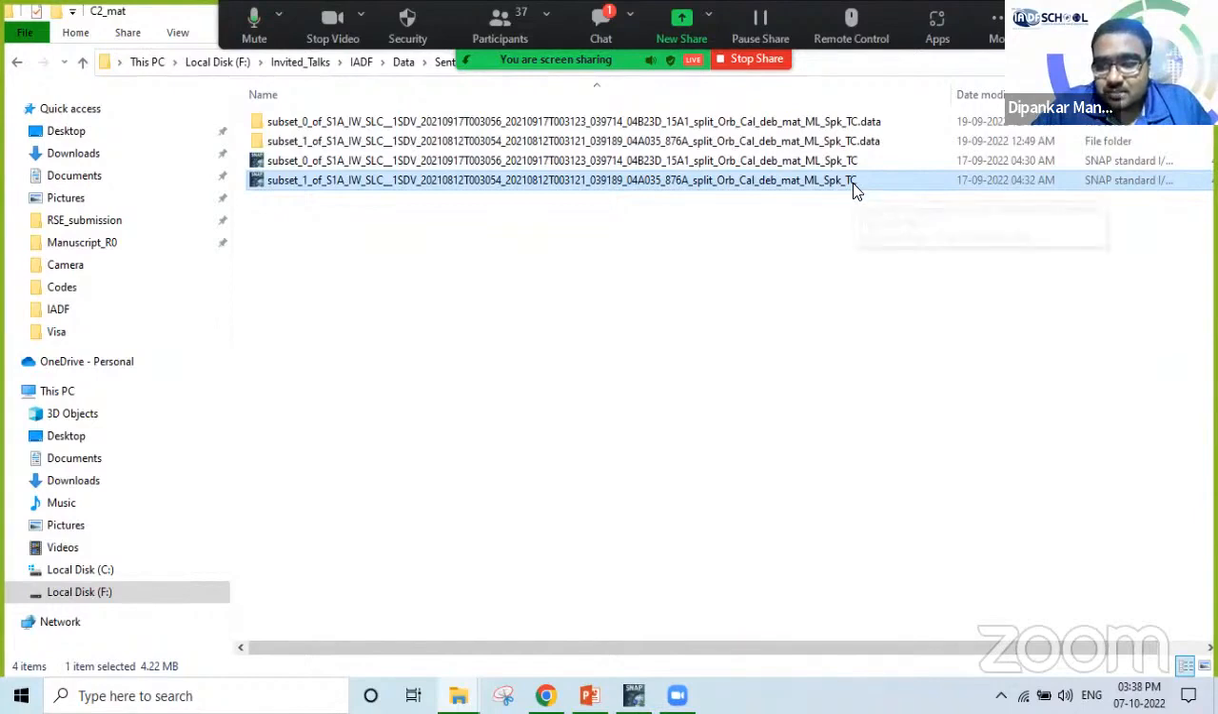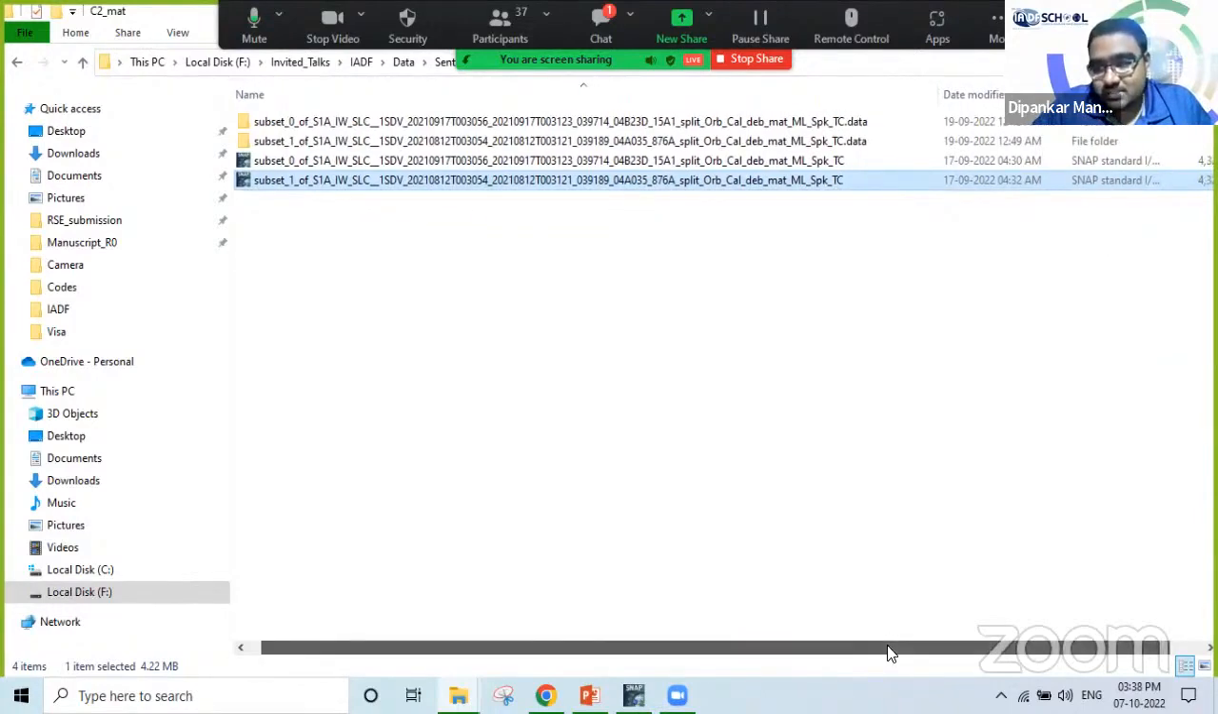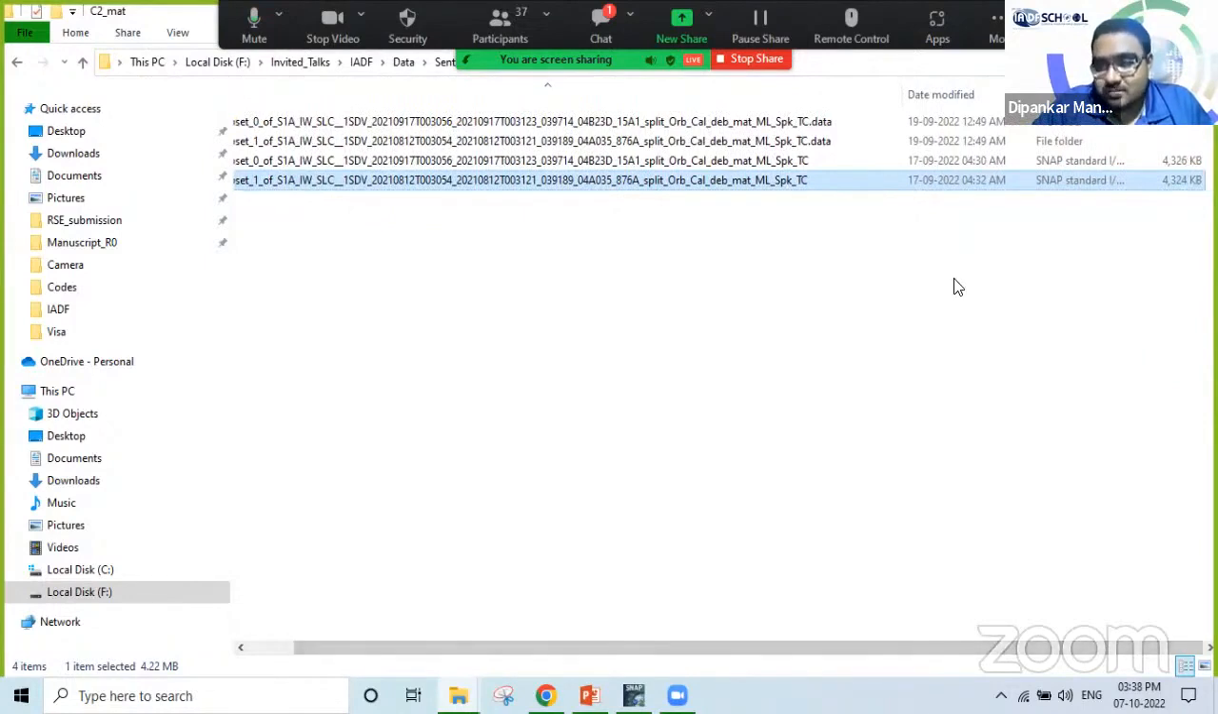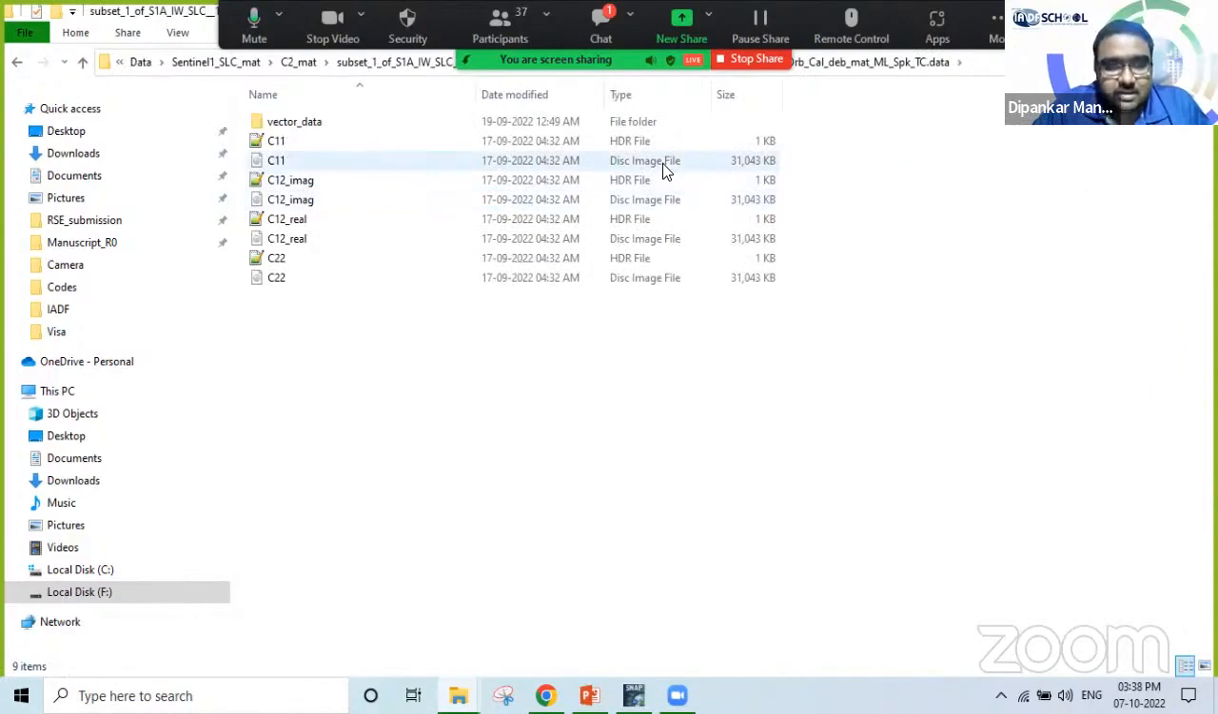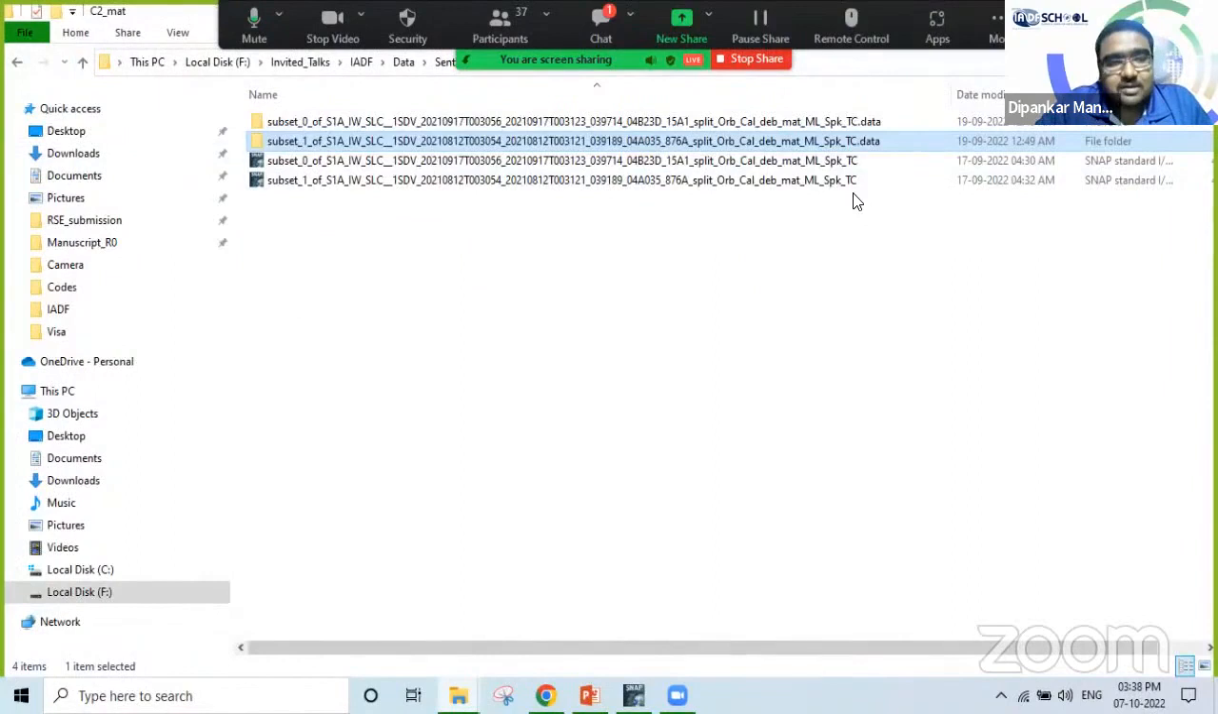And this is particularly a SNAP configured file, in the form of DIM format. So it's a SNAP BEAM-DIMAP format. And it is also associated with another folder, which consists of all the data products, which is actually C11, which we already showed in the presentation, the 2x2 covariance matrix: C11, C22, and there is a C12 imaginary and C12 real. So this is the original image, which is stored in this folder. But SNAP directly uses these DIMAP files to open these images.